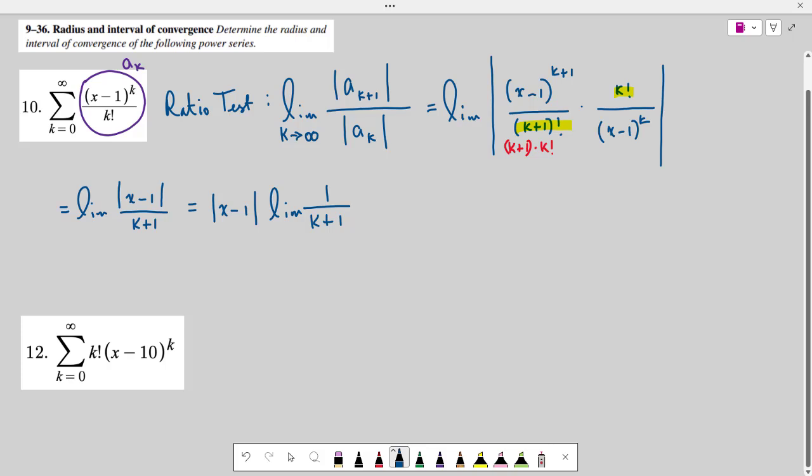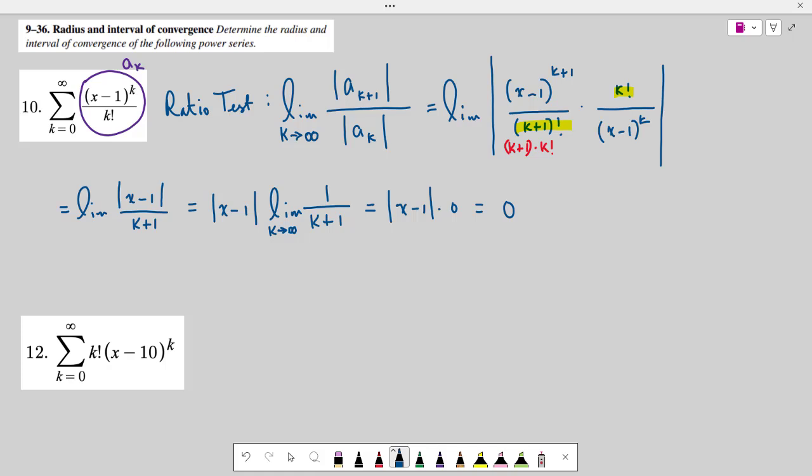And what is the limit as k goes to infinity of 1 over k plus 1? 0. So we end up with absolute value of x minus 1 times 0. That's 0. It doesn't matter what x is. You multiply x minus 1 times 0, you're going to get 0, no matter what. So it only converges at 1?